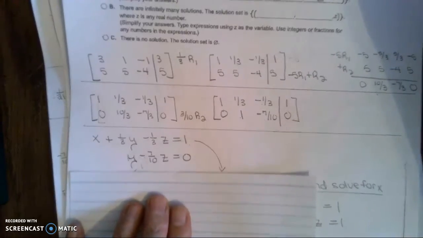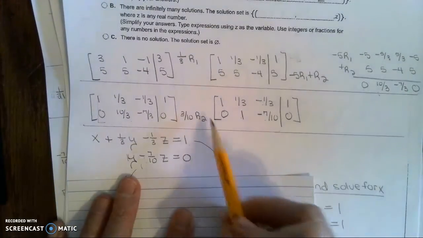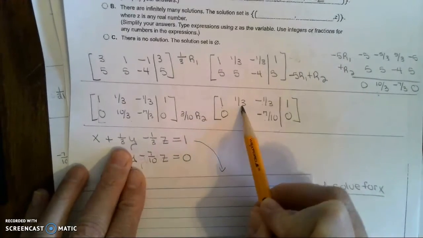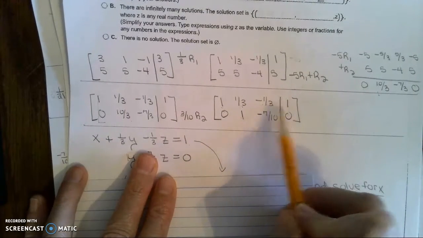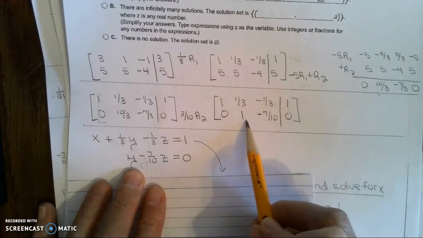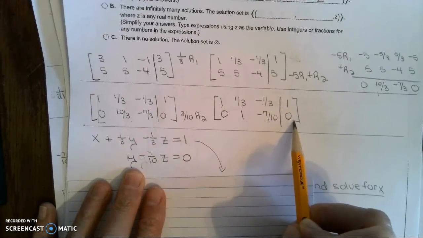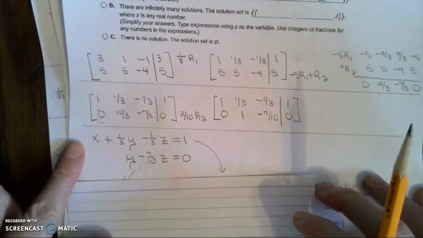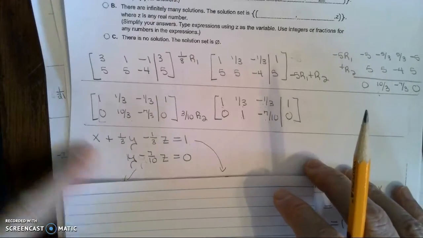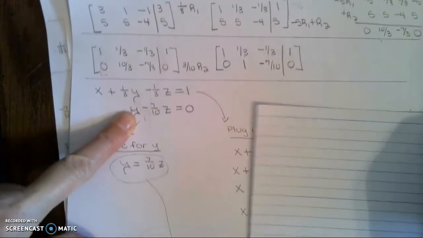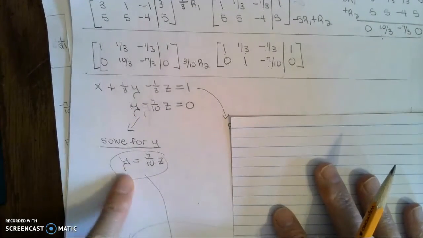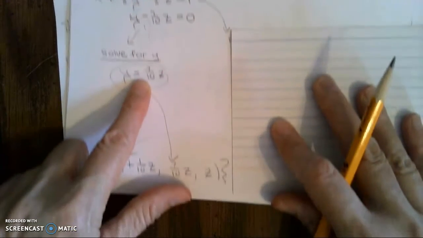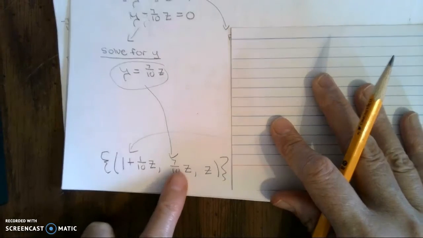Okay, so now what I want to do is go ahead and write the two equations associated with this. Remember, this is x, y, and z. So I have x plus 1/3 y minus 1/3 z is equal to 1. And I have y minus 7/10 z is equal to 0. Okay, and what I want to do is take these two equations and solve in terms of x and y. So the first one over here is I solve for y, and I get y is equal to 7/10 z. I'm sorry, that's my y.